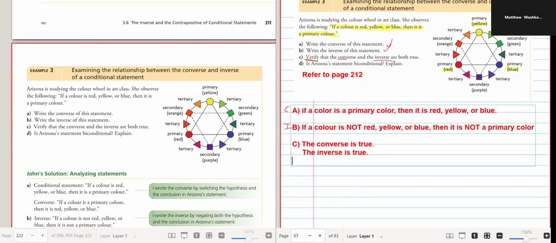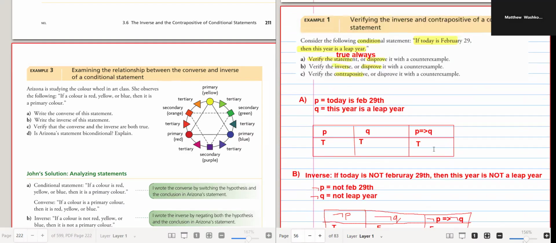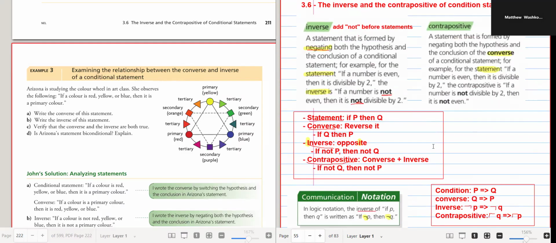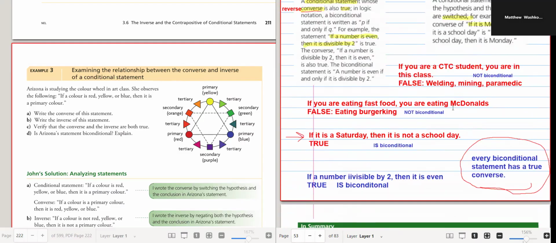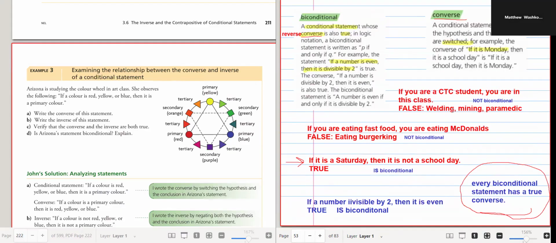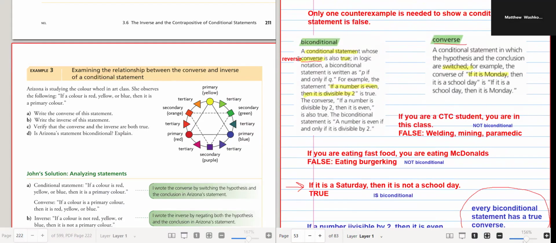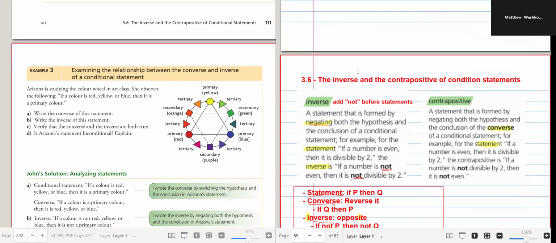And then question D asks us if Arizona's statement is biconditional. How do I establish that something is biconditional? Great question. You go and you look up in your notes. What was that from? That was from 3.5. Biconditional, right? If you reverse that statement and it's also true, then it works.